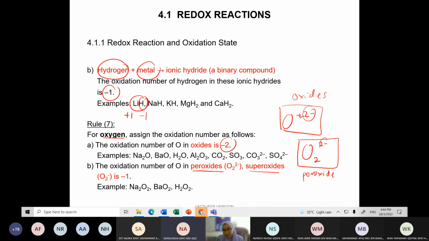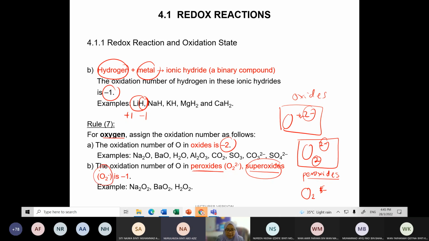Okay, it's the same, but this one has 2 oxygen atoms there. This is peroxide, guys. The charge is the same, but the number of oxygen atoms present is 2, not 1 like what we have in oxide. Superoxide, on the other hand, is still O2, but its charge now becomes -1, or negative.